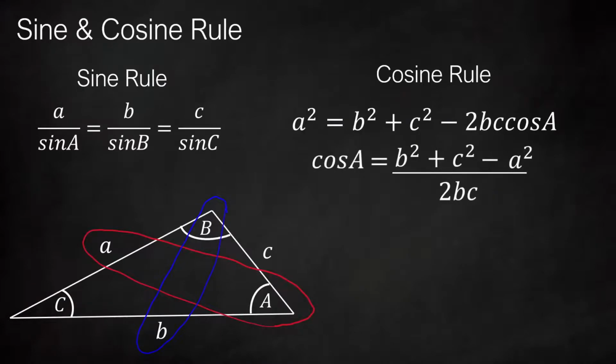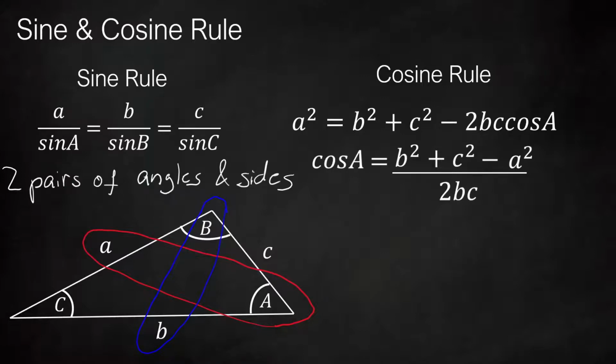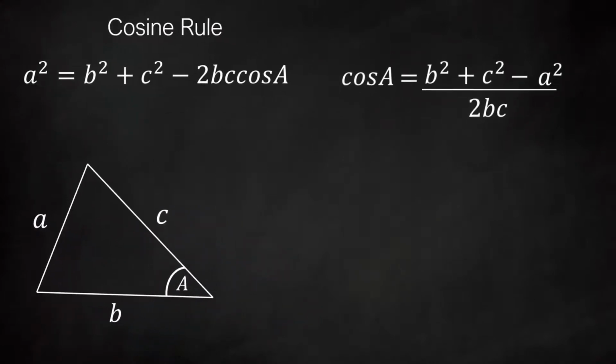So let's summarise the sine rule. We use the sine rule when we're given or we're trying to find two pairs of angles and sides. So one of the four components will be missing, and we can use the sine rule to find the last component. Now let's look at the cosine rule in more detail. The cosine rule actually has three sides involved and only one angle, and we call this angle the included angle because it's between two sides that we're given.